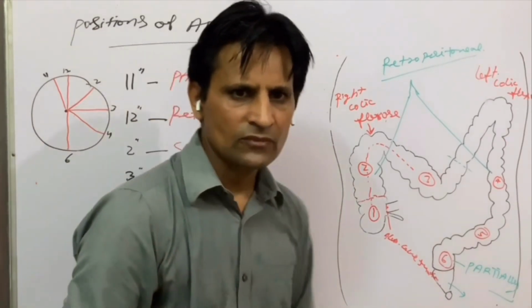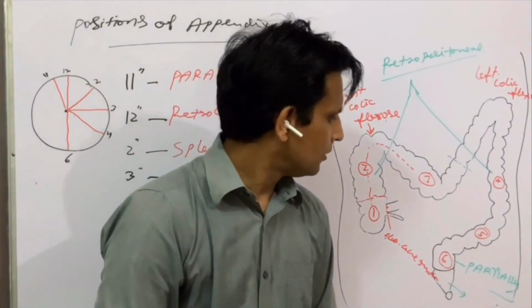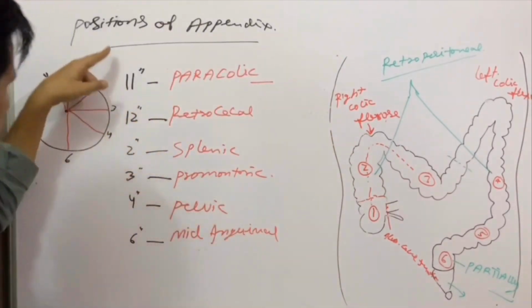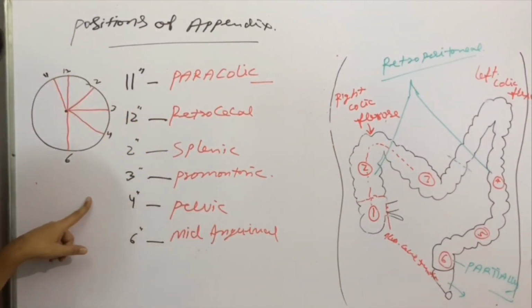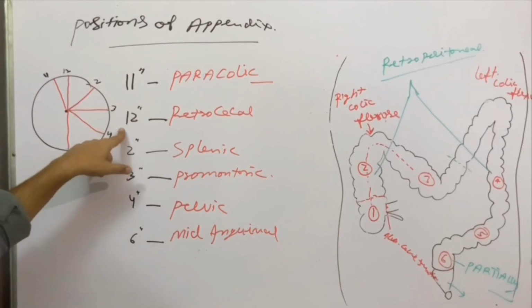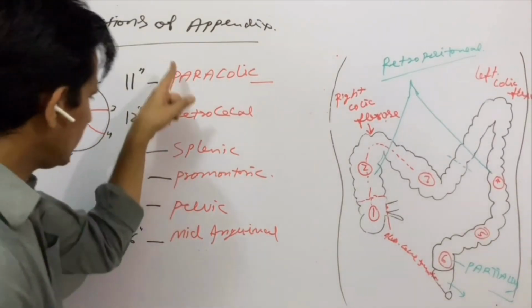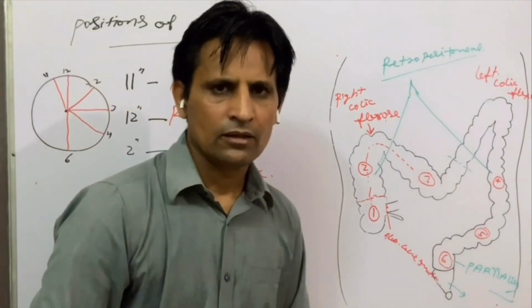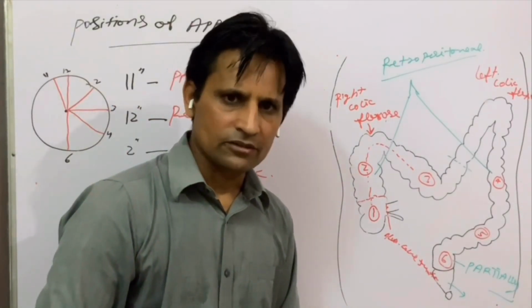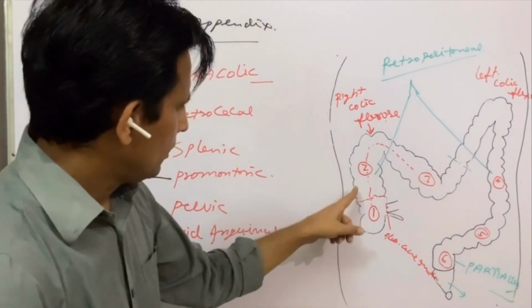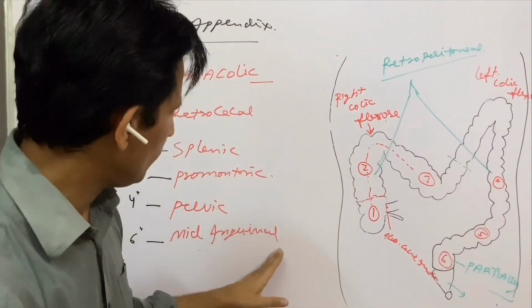So these are the positions of the appendix. It may be 11 o'clock, 12 o'clock, 2, 3, 4, or 6 o'clock. So these are the basic positions of the appendix, right? This is all about the appendix.